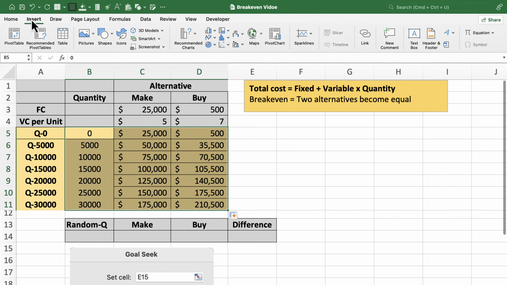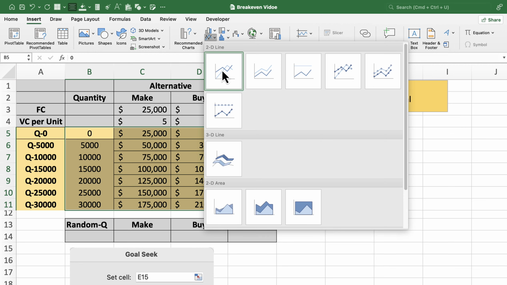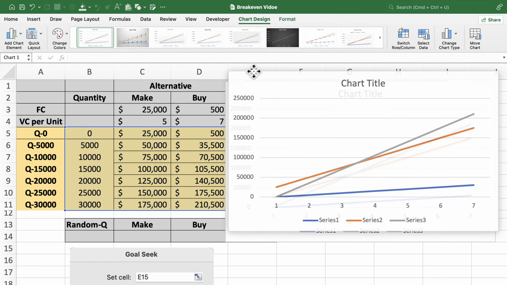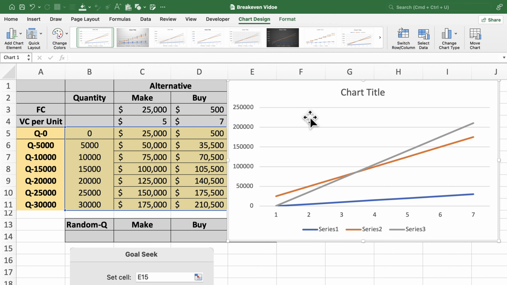Click on insert, and here we have this one. Now that gives us a graph. We need to refine it. First of all, in this graph there is this blue line, and when I click on the blue line, this is highlighted, which means that this blue line represents quantity. We don't need this, so I will delete this one. Just click on this blue line and hit the delete key, and that's gone.